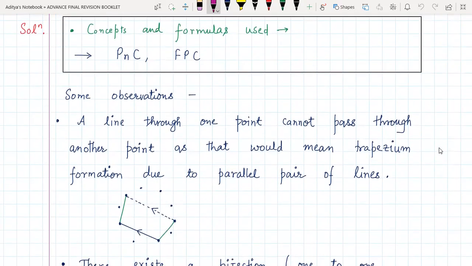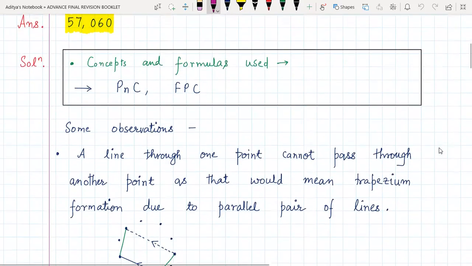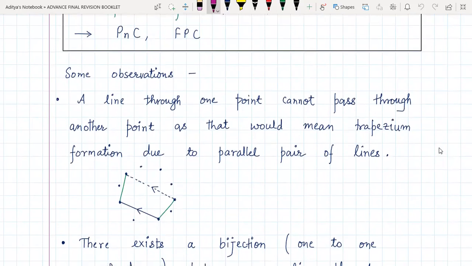So the very first observation is that a line through one point cannot pass through another point, as that would mean trapezium formation due to a parallel pair of lines, but it is already given to us that a trapezium cannot be formed, so this cannot happen. Let us assume we are talking about this point, and by joining these 2 points, the line that is formed, we are going to draw this line parallel to that. Now, assuming that it passes through another point, that is not possible, because if this happens, then a trapezium can be formed using these green lines. So a trapezium has been formed, which is not possible.